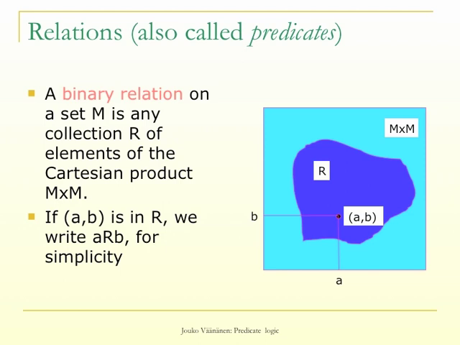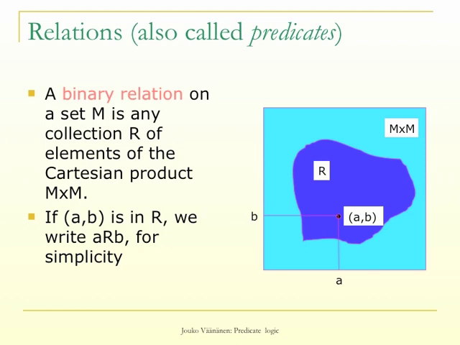If the ordered pair AB is in R, we write ARB for simplicity. For example, if R is a less than relation, then we write A less than B rather than the pair AB belonging to less than. In this picture, the dark blue area denotes an arbitrary subset of the Cartesian product.